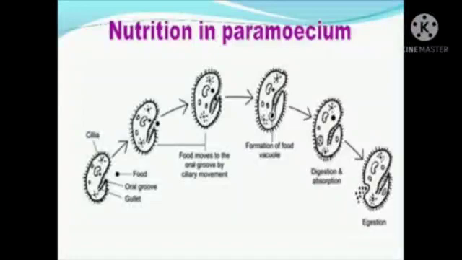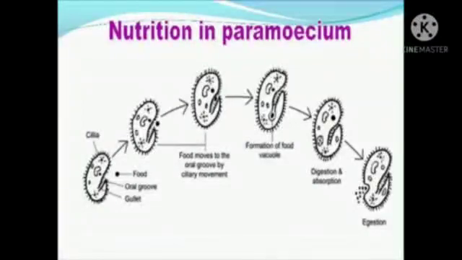Shall I revise once again the definition of Holozoic nutrition? Holo means feeding on solids. Zoic means animals. The animals which are going to feed or intake the solid or the liquid food is known as Holozoic nutrition. Example for the Holozoic nutrition: man, dog, cattle, amoeba and Paramecium. Up to this, is it clear?